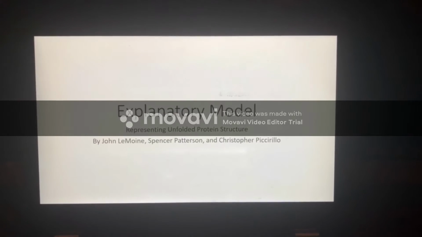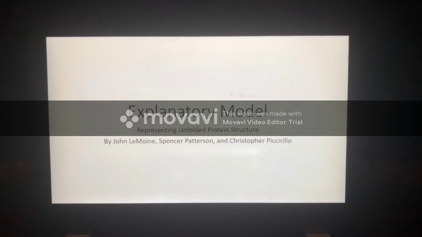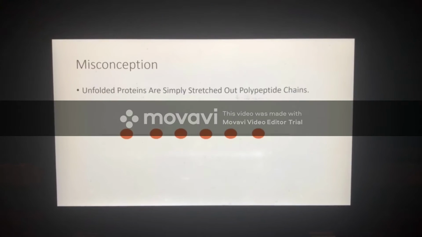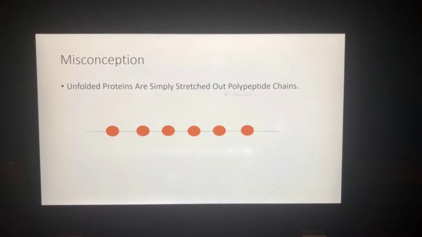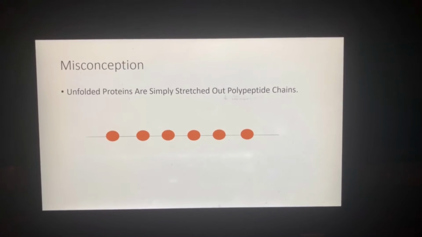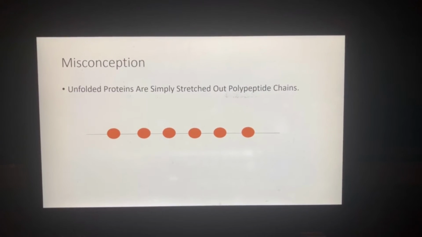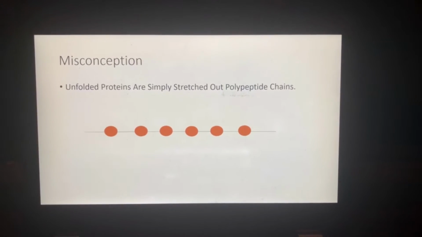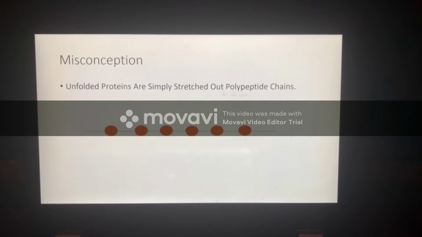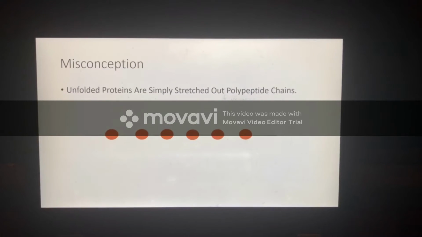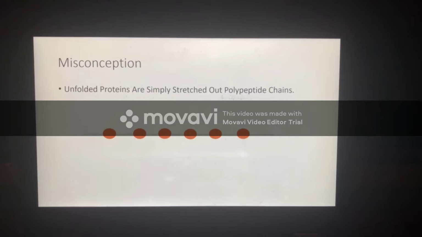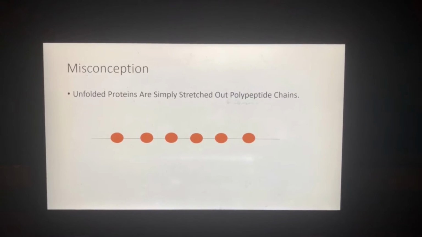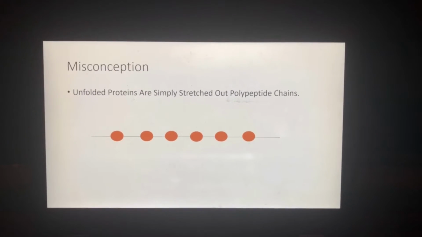Okay, so we're doing an explanatory model to try to represent the proper structure for an unfolded protein. Currently, too many students visualize unfolded proteins as just simply stretched out polypeptide chains with no interactions with the aqueous solution surrounding it, with ions in the cell, with the ribosomes, with anything else. But in reality, an unfolded protein is not just simply a polypeptide chain in a vacuum. It's always constantly interacting with its surroundings.